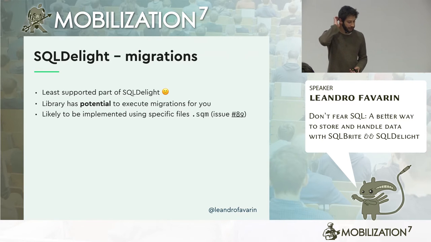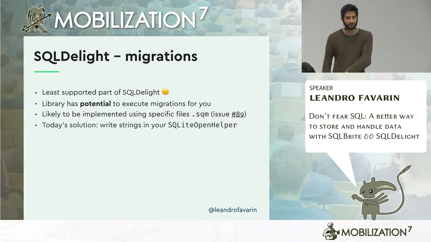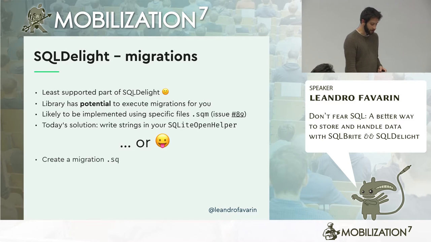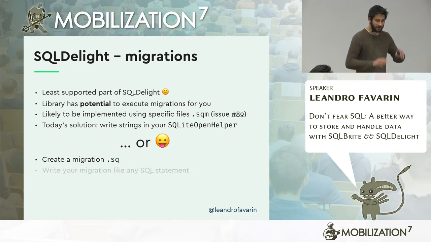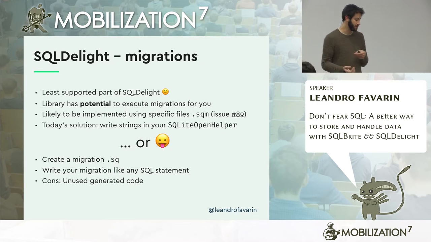I hope so. And the solution that we have to do now is to write your strings on the open helper. Or what I've been doing recently, I create a special .sq file, and I write my migration there. And then I use that as migration. So I just get the model from the SQL and execute the transactions.